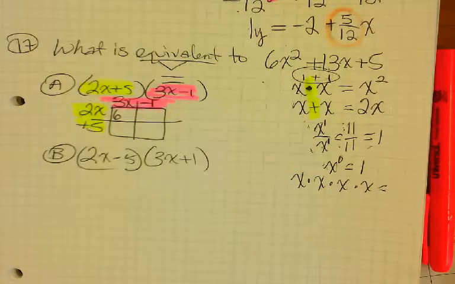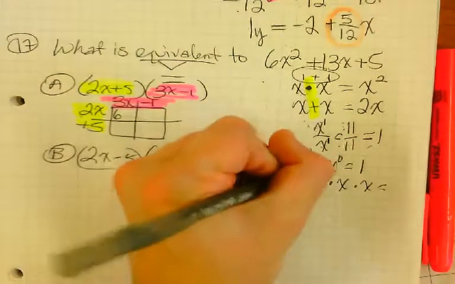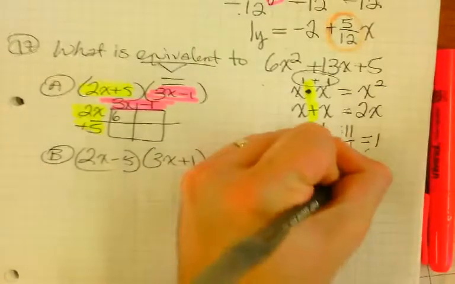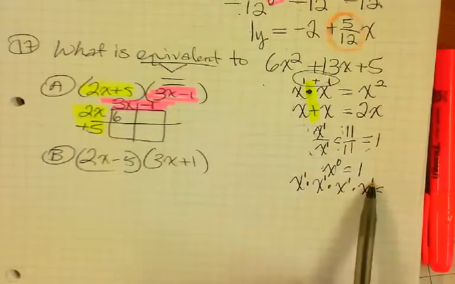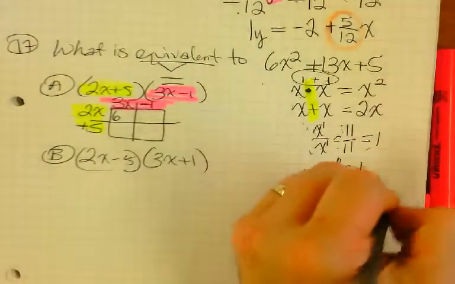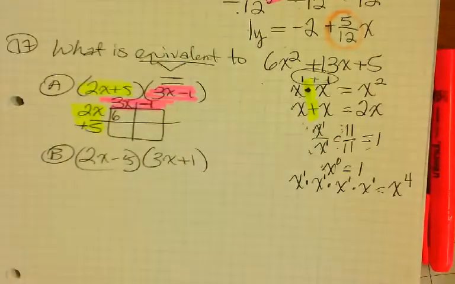There's literally no wrong answer. You're not going to get it wrong. How many x's do you see here? 4. And that means that's your exponent. Because what is 1 plus 1 plus 1 plus 1? 4. So this is x to the power of 4.